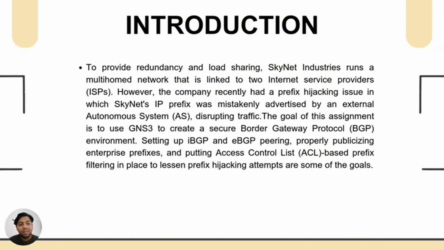To provide redundancy and load sharing, Skynet Industry runs a multi-homed network that is linked to Internet Service Providers (ISPs). However, the company recently had a prefix hijacking issue in which Skynet's IP prefix was mistakenly advertised by an external autonomous system, disrupting traffic. The goal of the assignment is to use GNS3 to create a secure Border Gateway Protocol (BGP) environment, setting up iBGP and eBGP peering, properly advertising the enterprise prefix, and putting ACL-based prefix filtering in place to stop prefix hijacking attempts.